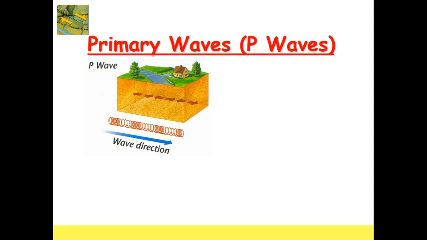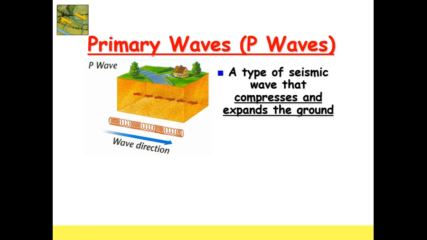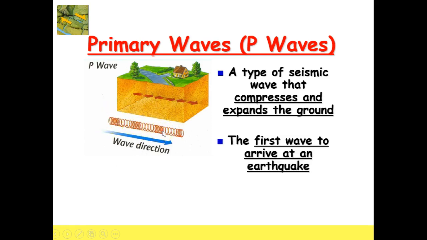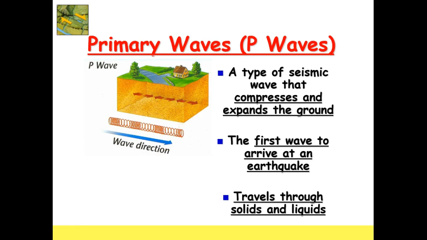Alright, so primary waves or P waves, you need to remind yourself on the left side of your notebook and take a note that says they compress and expand, similar to if you coiled up a slinky and released the energy. They're the first wave to arrive at an earthquake. That's why they're called the primary wave. And if you remember from last semester, they can travel through both solids and liquids.